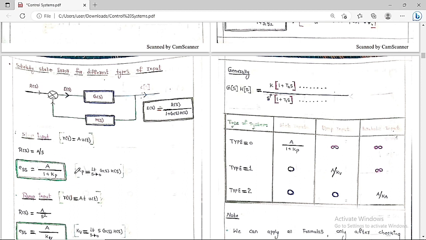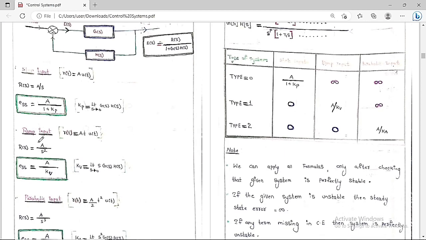So this is the expression of the steady state error, e_ss is equal to A by 1 plus Kp, where Kp is equal to limit s tends to 0, G of s into H of s. Kp is the position (proportional) constant. So this is the expression of the steady state error for a step input.